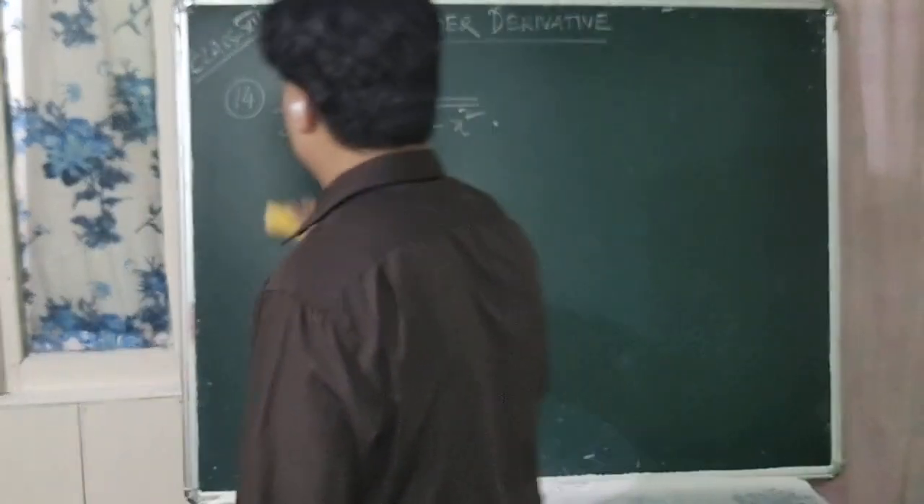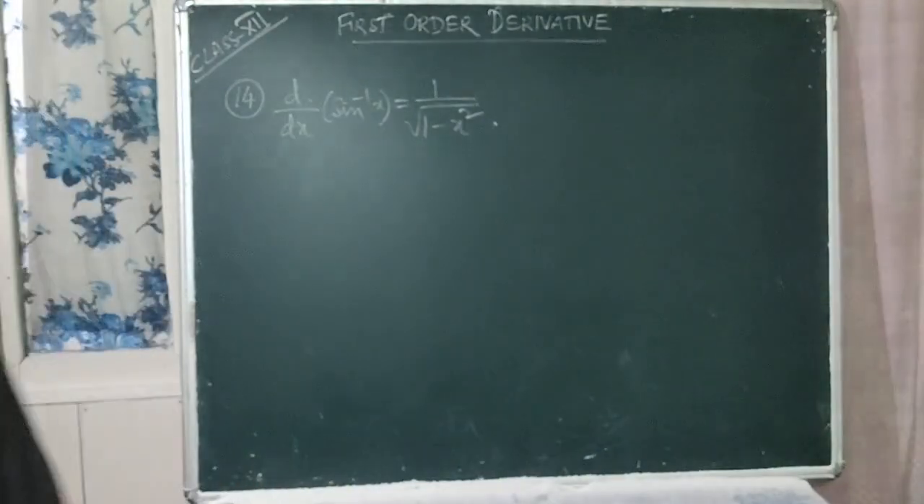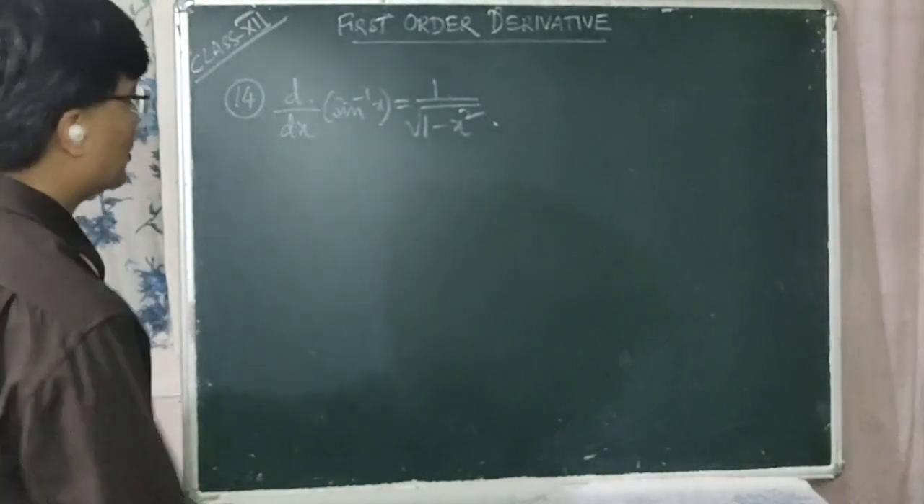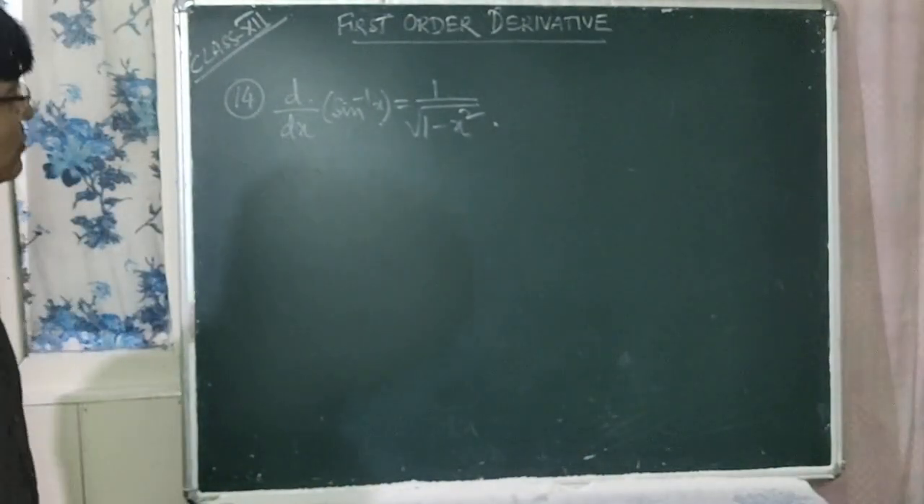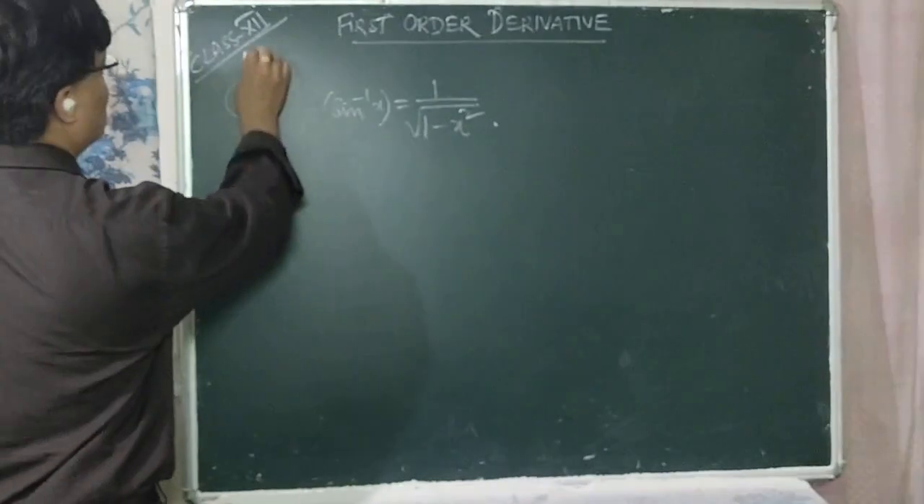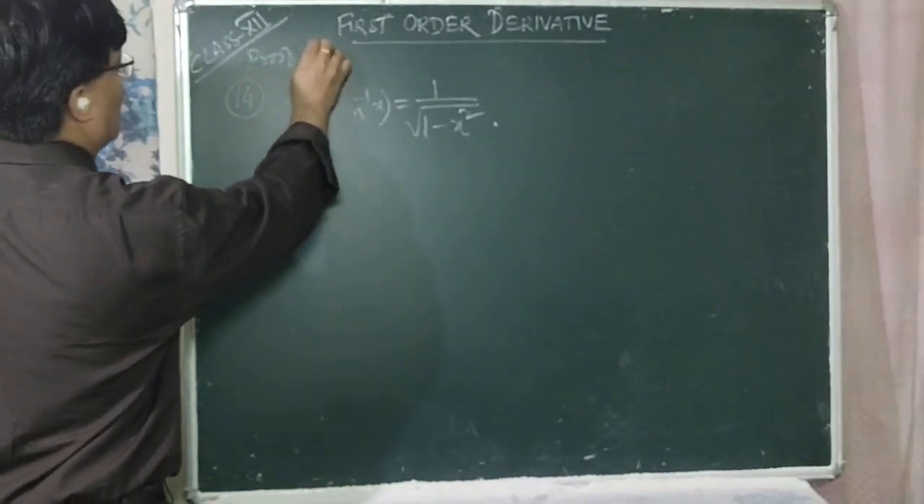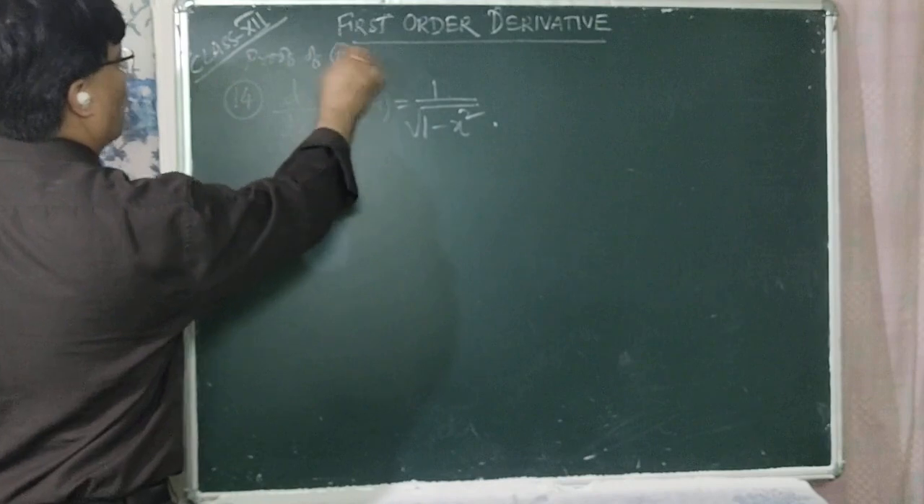So how will you prove it? d by dx of sin inverse x is equal to 1 upon root under 1 minus x square. Let us prove it. So this is the proof of formula number 14.